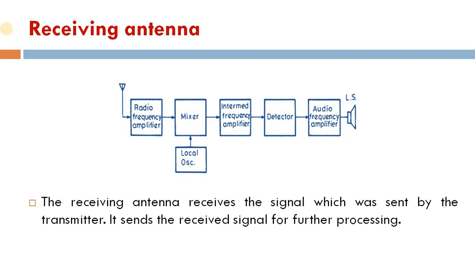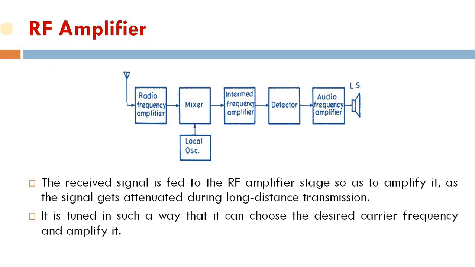The first component is the receiving antenna. The receiving antenna receives the signal which was sent by the transmitter. It sends the received signal for further processing. Next, the RF amplifier, which is basically a radio frequency amplifier. The received signal is fed to the radio frequency amplifier stage so as to amplify it as the signal gets attenuated during long distance transmission. It is tuned in such a way that it can choose the desired carrier frequency and amplify it.